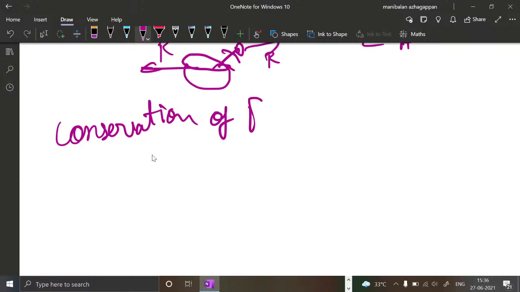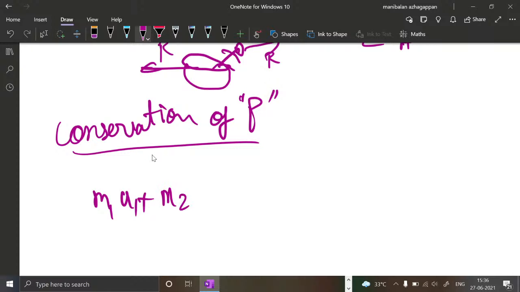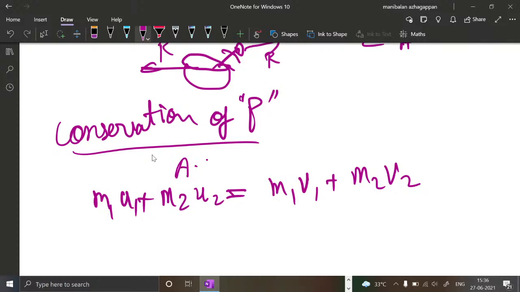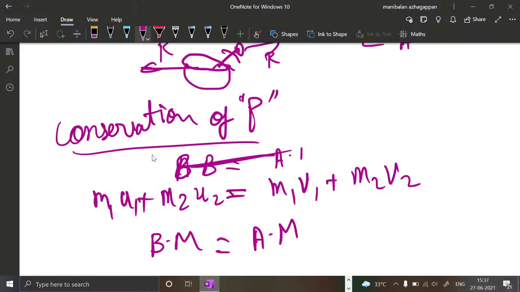Conservation of momentum. Momentum symbol we can take as P. M1 U1 plus M2 U2 is equal to M1 V1 plus M2 V2. Momentum is conserved. Neither do we create nor destroy it. This is before momentum, this is after momentum, after collision. Before momentum is equal to after momentum. This is going to be conserved.